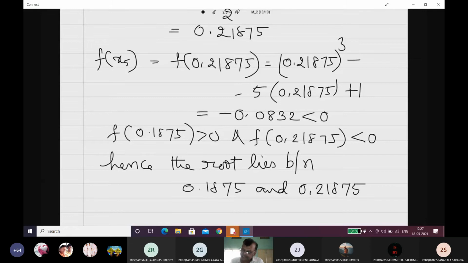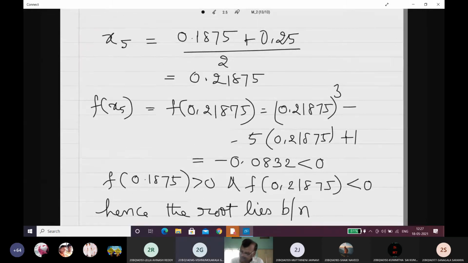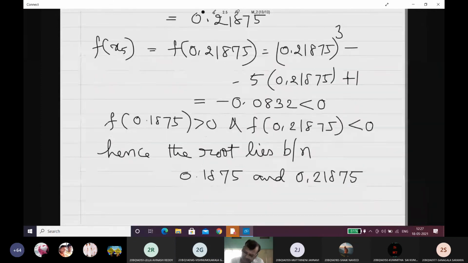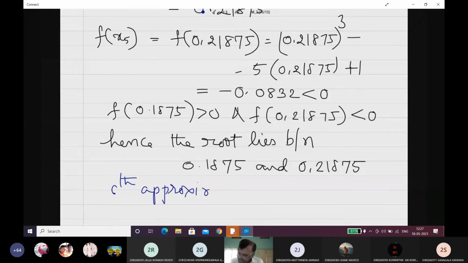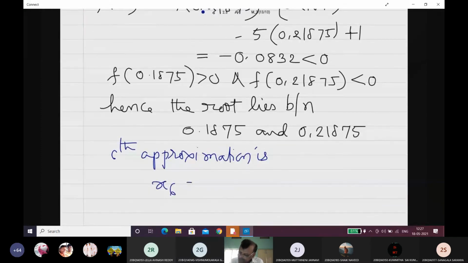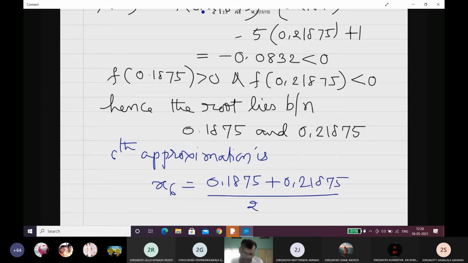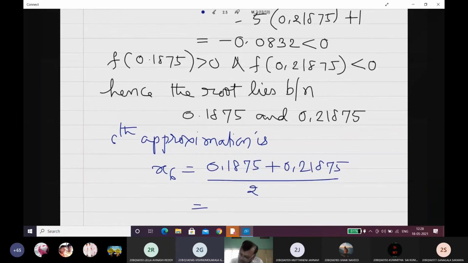Now, next approximation, that is, what is the next one? Sixth approximation is x6 is equal to 0.1875 plus 0.21875 by 2. ఎంత అమ్మా? 0.203125. Okay, immediately we can find out f of x6.